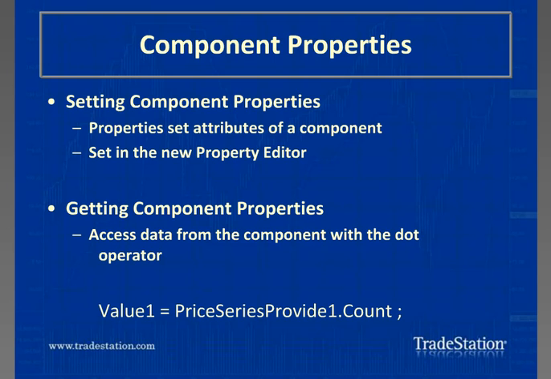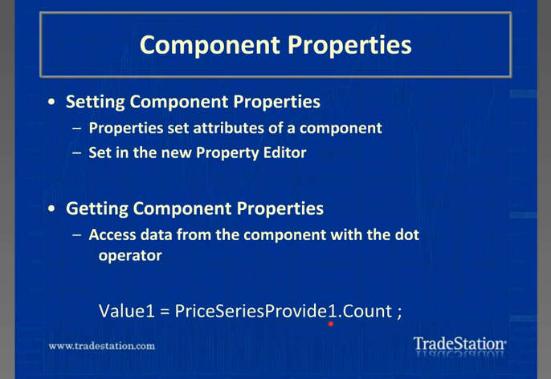So setting and getting component properties uses the dot operator. And if you look at the example here at the bottom of this slide, you can see that we're saying value1 equals price series provider 1.count. The dot there is how we associate the property count to price series provider. Count is a very important property in all objects. It tells us whether the object exists and if there's any data in the object.